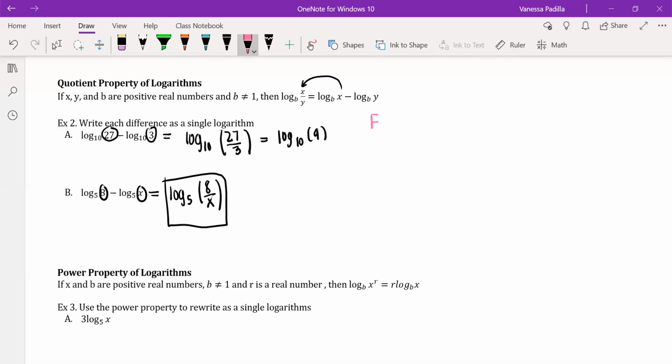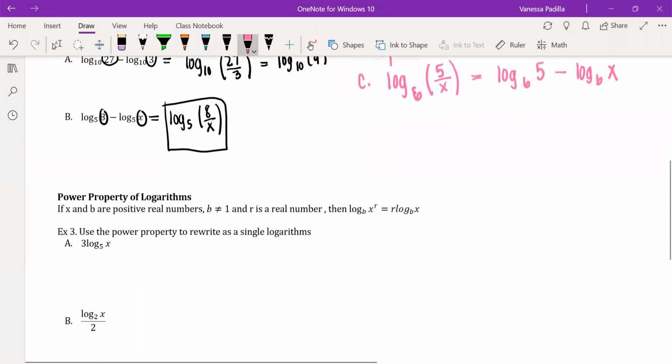All right, I want to do at least one where we're going to expand just so you can see that. So maybe let's do log base 6 of 5 over x. Here we have division, so now we're going this way. We're going to break it up into log base 6 of the first one, which is our numerator, the 5, minus log base 6 of our denominator, and that's x. So that would be how to expand.